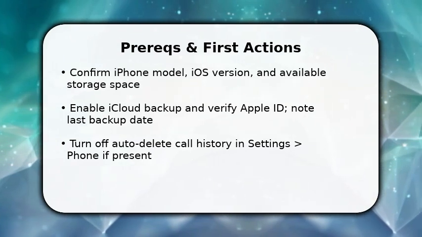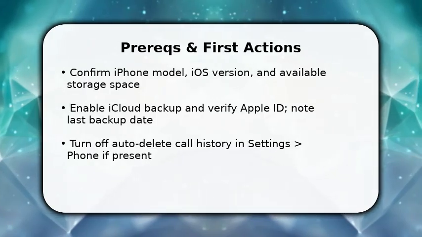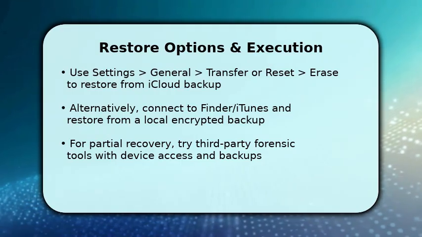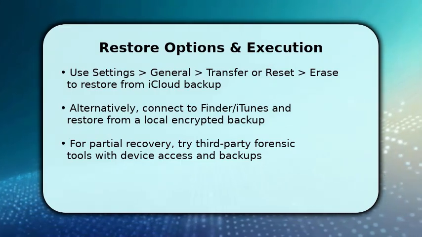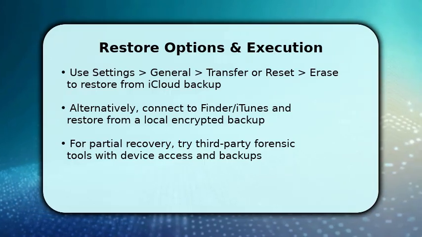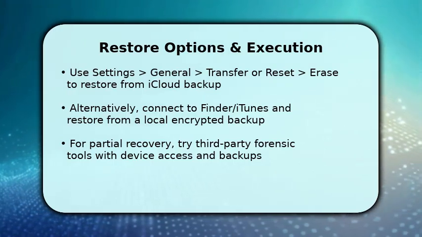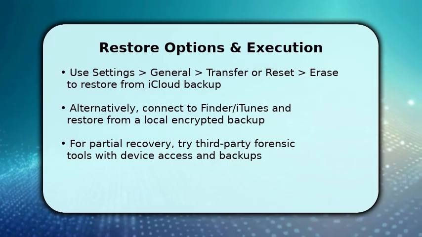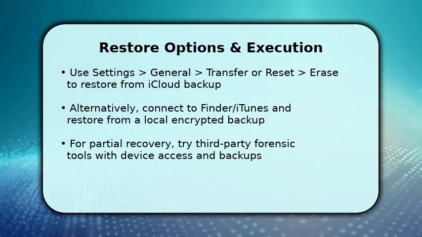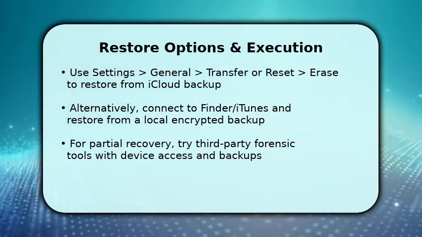Now choose a restoration path based on where backups exist. If you have an iCloud backup dated before the loss, go to Settings, General, Transfer or Reset, Erase All Content and Settings, then Restore from iCloud. This recovers call history embedded in that backup. If you backed up to a Mac or PC, connect to Finder or iTunes and restore the encrypted backup to preserve call metadata. For selective retrieval, you can use reputable third-party tools that read backups or the device directly, but make sure you authorize and trust the software first.